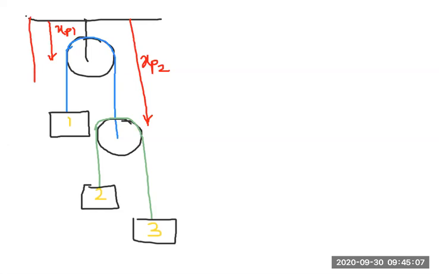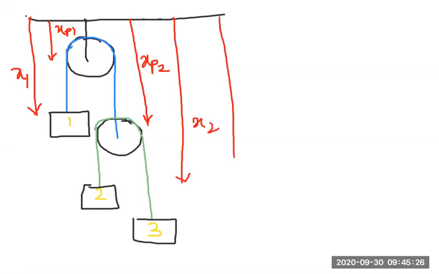And then let me say that this distance is x1 and then let me say that this is x2 and let me say that this is x.